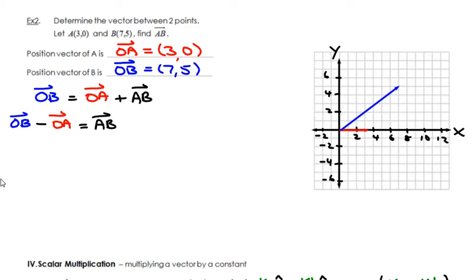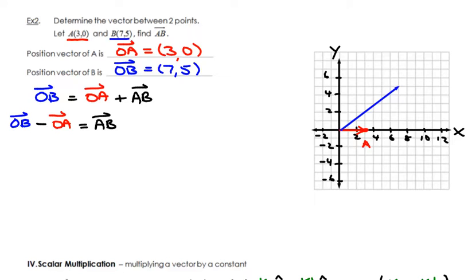Let's say that we have two coordinates. Here's A, right here, and that's going to be A at (3, 0). But I could create a position vector with the origin.